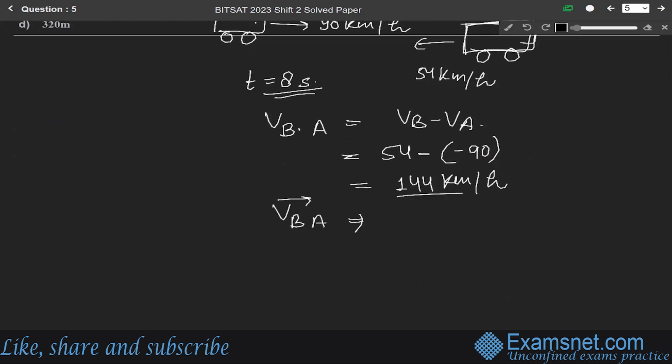So converting it into meter per second, we write 144 multiplied by 5 over 18. So we will get 40 meter per second. Let us say this is equation number 1.